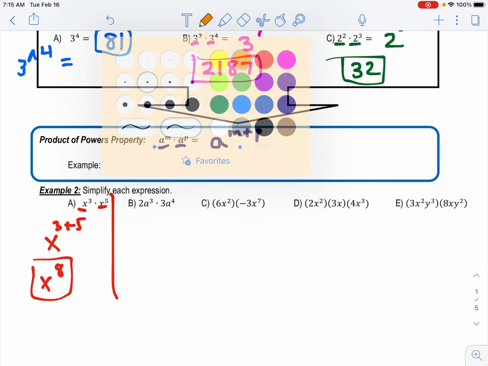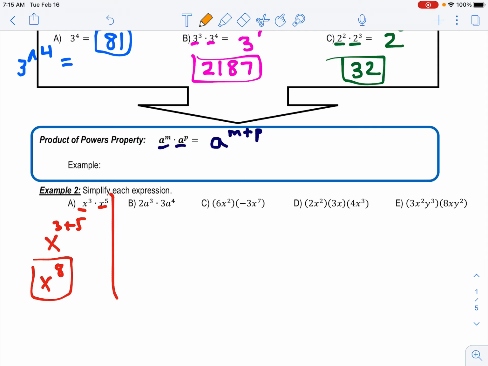Now, look at example B. You'll notice example B has now thrown some numbers in front of the letters. Notice our A and our A are our base. Those are the 2 common things. However, we have the 2 and a 3 in front. So we need to multiply 2 times 3 because those are numbers in front of the problem. 2 times 3 is 6. And then I'm going to copy the common base. The common base was A. And then 3 plus 4 tells us 7. And we have this one simplified. We are all done.